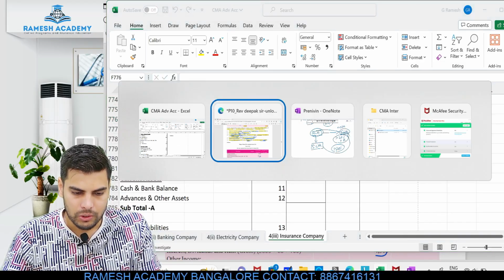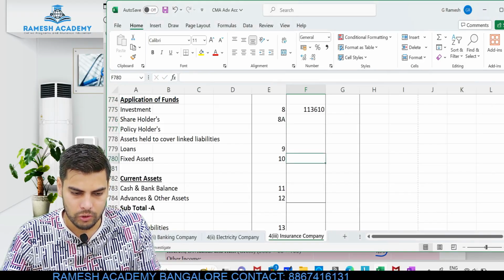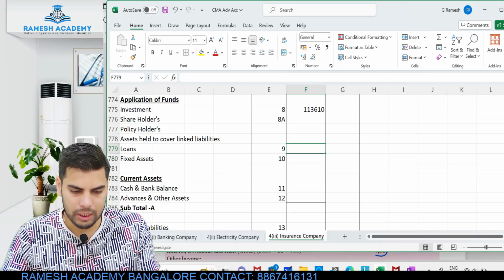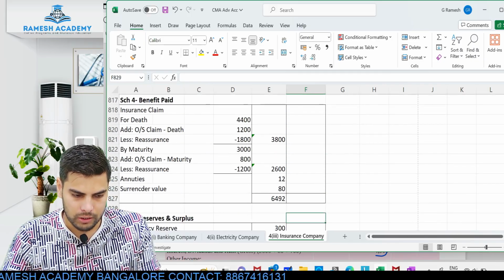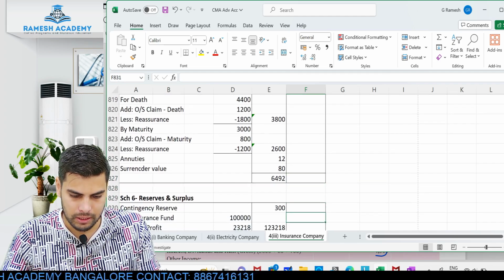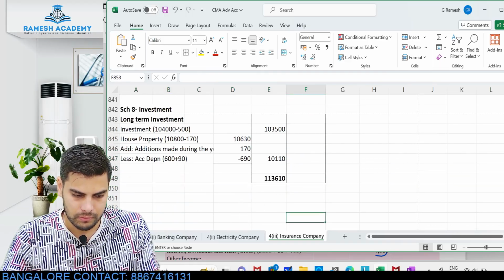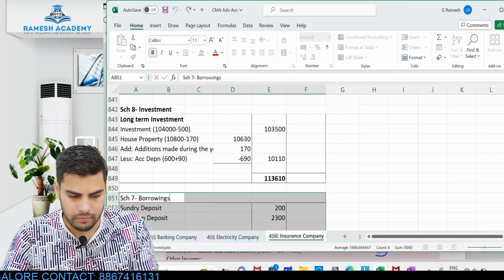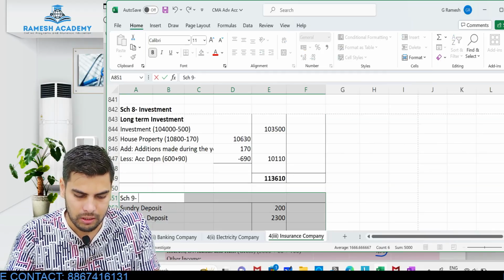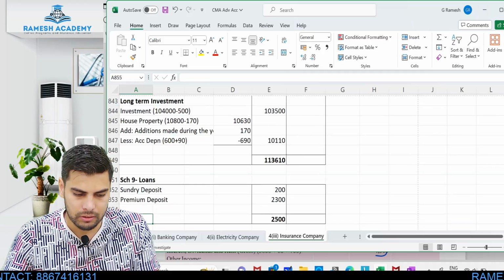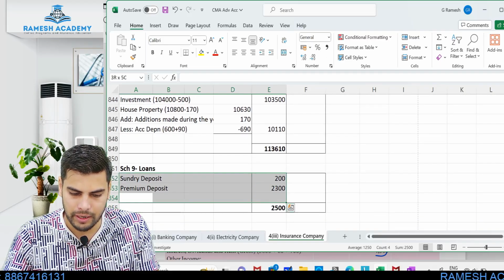Okay, so once you're done with investment, what is the next schedule which you'll be preparing? The next schedule would be with respect to your loan account. Okay, so very simple schedule. Let us just prepare this. This would be relating to loan. Schedule number 9. So not much of adjustment. So straight away where and all we have written a reference for 9, we'll just be writing those figures.